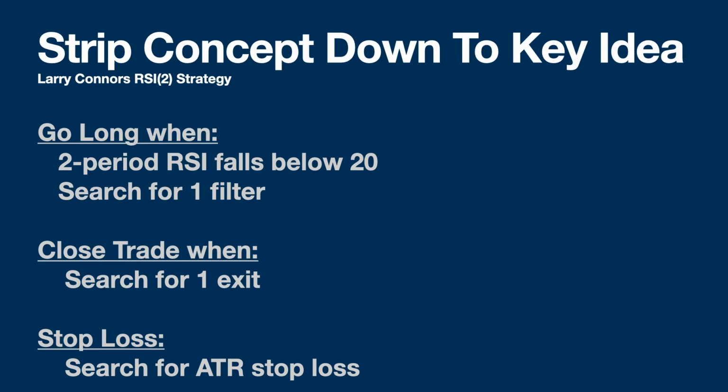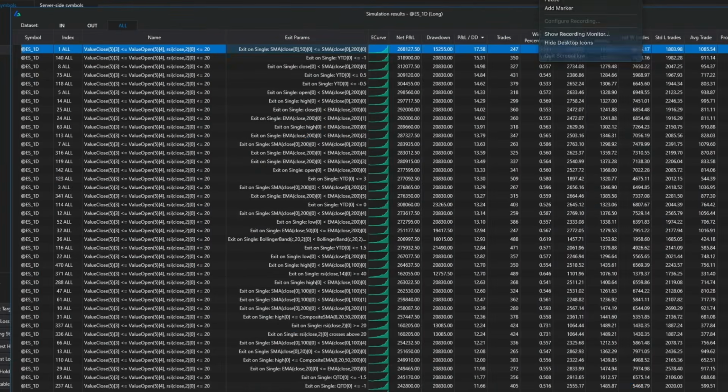So with Build Alpha, what we can do is strip the key idea, or I should say, strip down Larry Connor's 2-period RSI system that we started with. We're going to remove that long filter. We're going to remove that exit filter. And we're going to also then data mine a stop loss. So we're going to search for a long filter, we're going to search for an exit signal, and then we're going to also search for an ATR stop. And with Build Alpha, we can do these all at the same time, and it'll do it very quickly. Let's go to Build Alpha and see what we can make. All right, we are back.